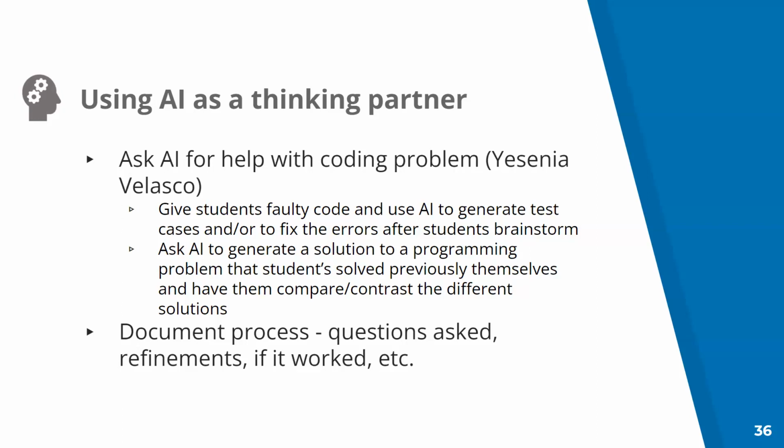One person might not come up with the same solution as another, but maybe both solutions work. So really thinking about the different ways that a problem could be solved. AI can be really useful for that as well.